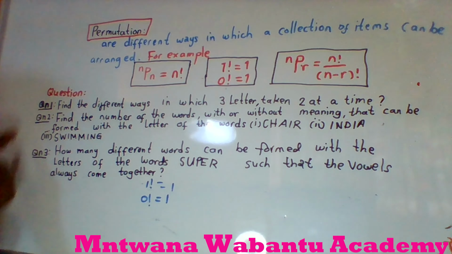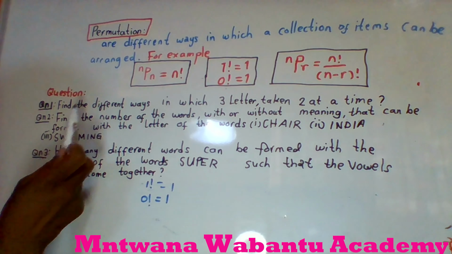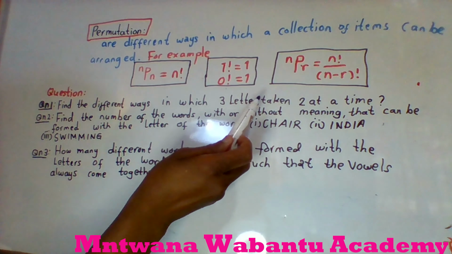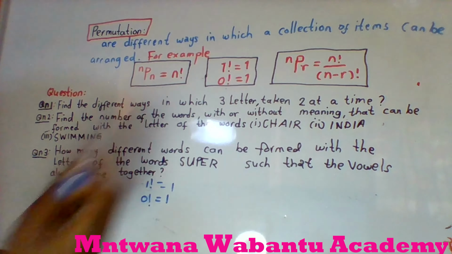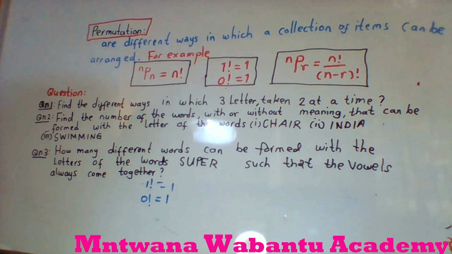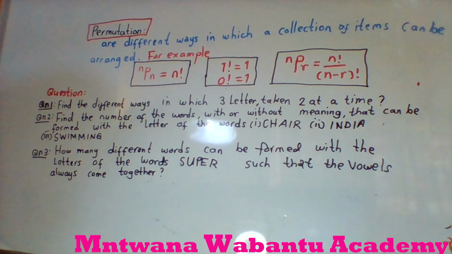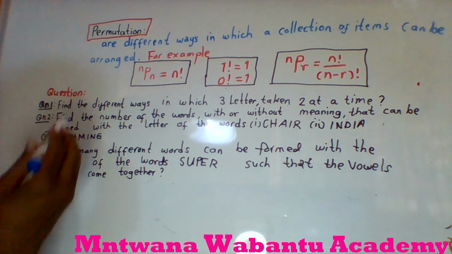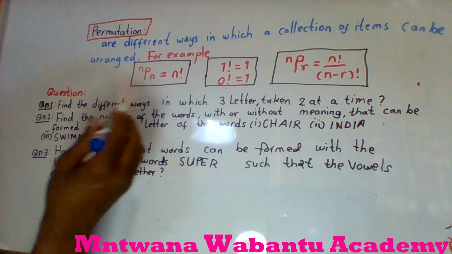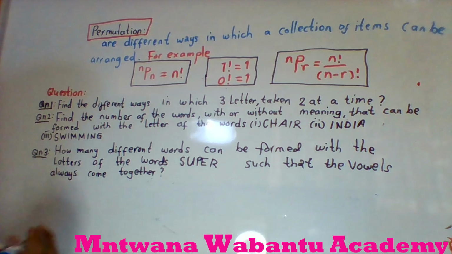Let's say question number 1. This is question number 1 here. They say find the different ways in which 3 letters can be taken 2 at a time. So we have 3 letters, but we want to see the different ways we can take 2 from 3 at a time. So why do we permute? Because these are different ways in which 3 letters can be taken 2 at a time.